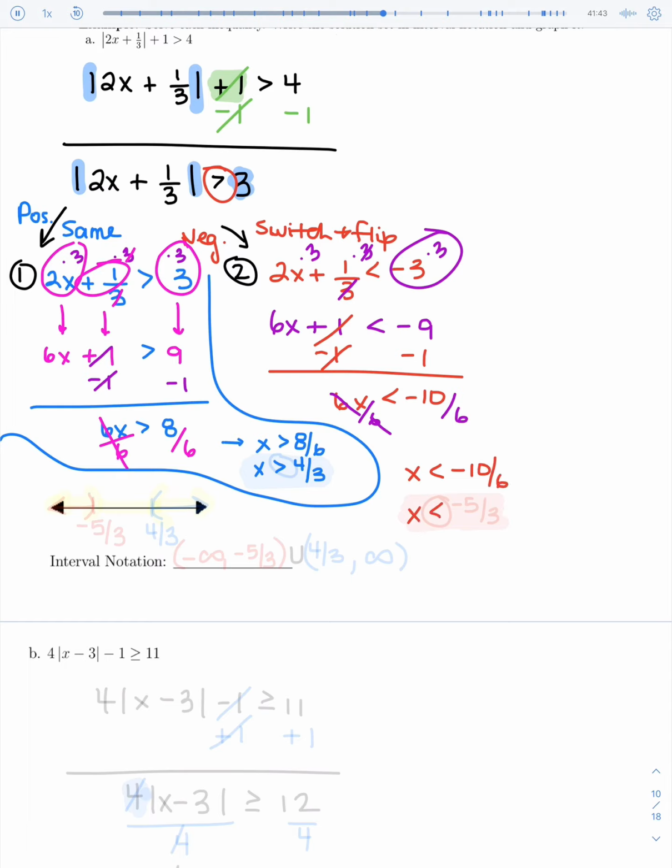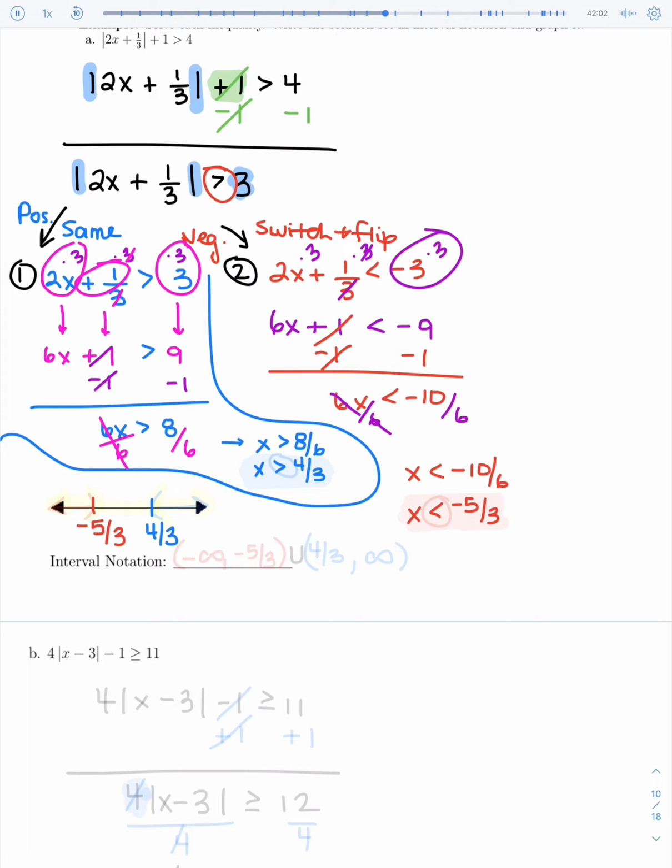Again, this fraction can be reduced. They're both divisible by 2, so it'll reduce to negative 5 thirds. So we're going to have two numbers on our number line. This one from this inequality is a negative 5 thirds, and the one from the other inequality was a positive 4 thirds. Now let's draw it out and see what's going on.